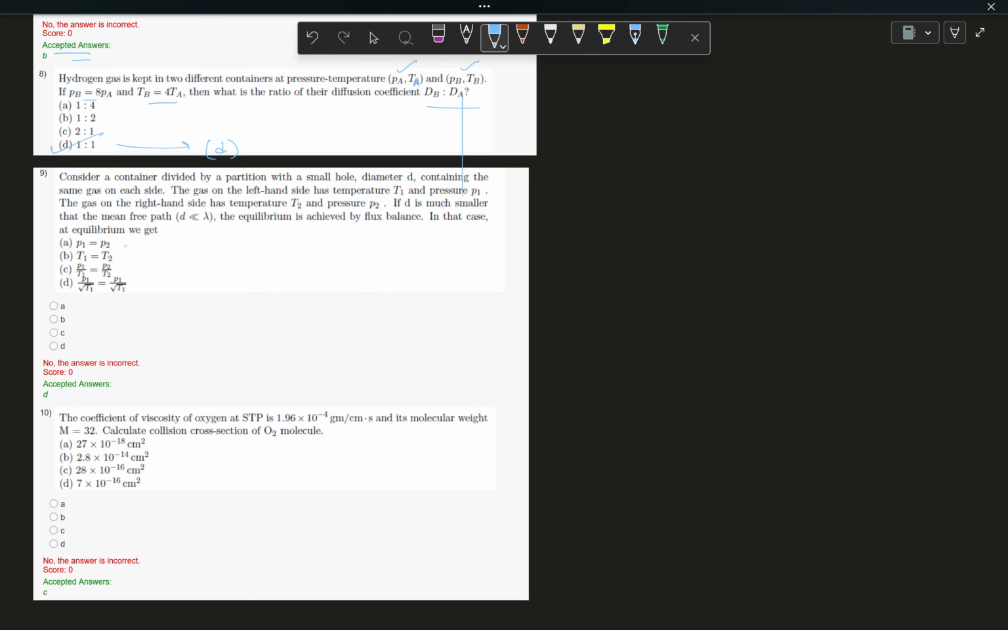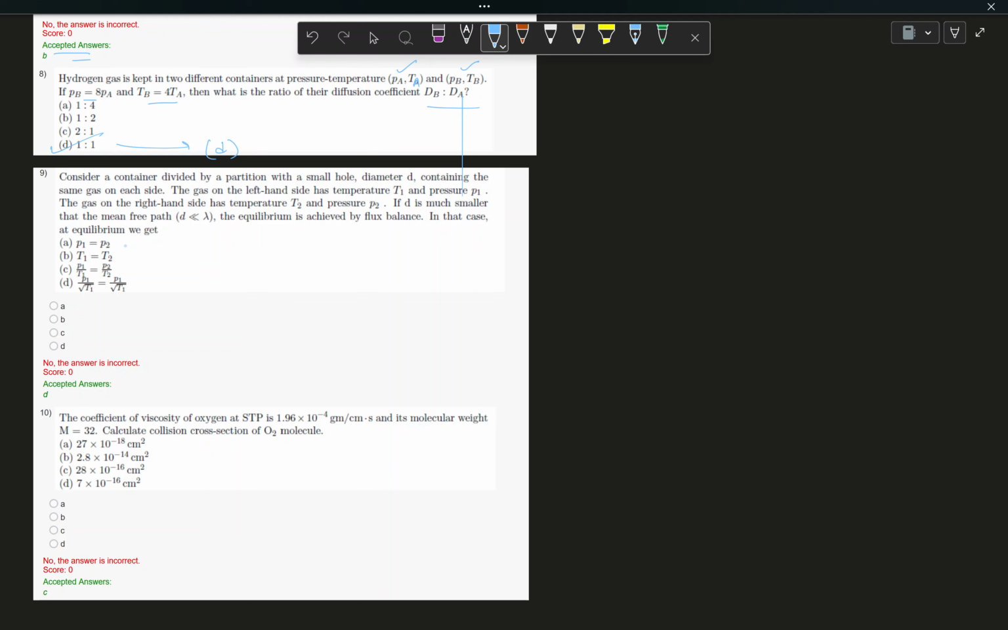So basically try to understand this problem. So in question number 8, you had two different containers having gases. Same gas, hydrogen gas, but two different containers. Now in problem number 9, you have been given that you have a single container, but that container is divided into two parts by a partition in between. Okay, but that partition is not fully separating the two parts, because it is mentioned that the partition itself has a small hole with a diameter of D.